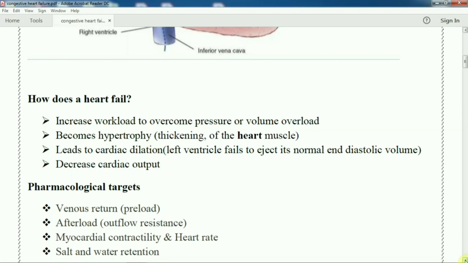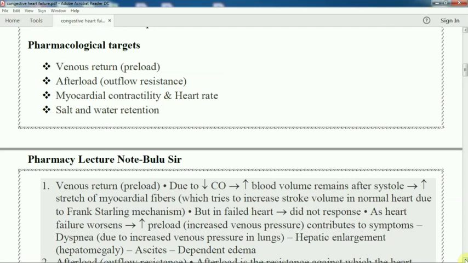Obviously, when the heart does not contract properly, the amount of blood coming out in every beat is not sufficient; it goes down or decreases. So this is the reason for heart failure. The pharmacological targets are venous return, preload, afterload, myocardial contractility and heart rate, and salt and water retention. So what is venous return or preload?